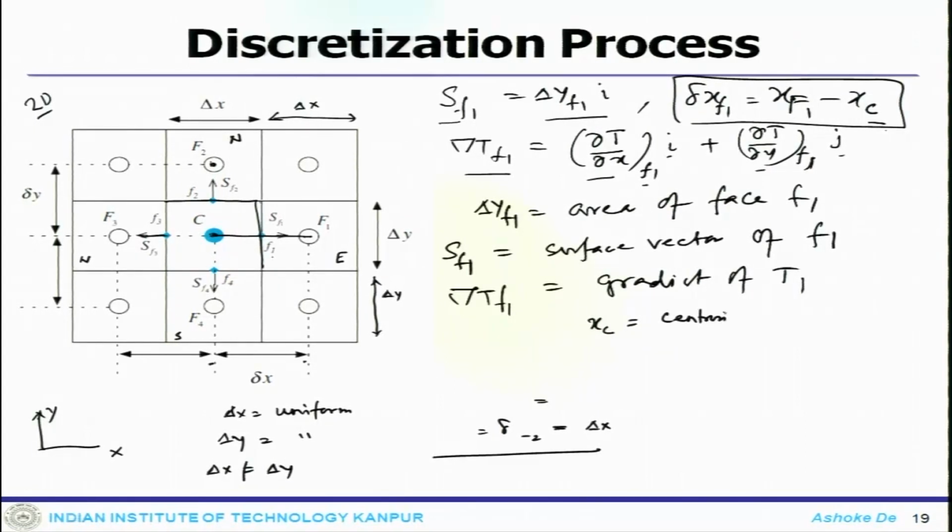Let us say xc is the centroid of element C, right. X F1 is the centroid of element F1, okay. Delta y F1, as I have written here, is the area of phase F1. So, similarly you get all other components like F1, F2, F3 and F4.